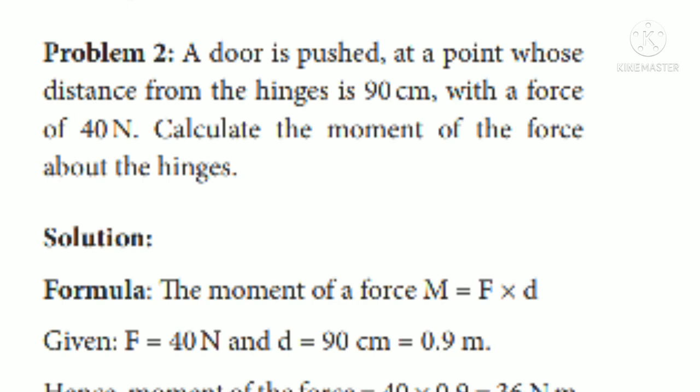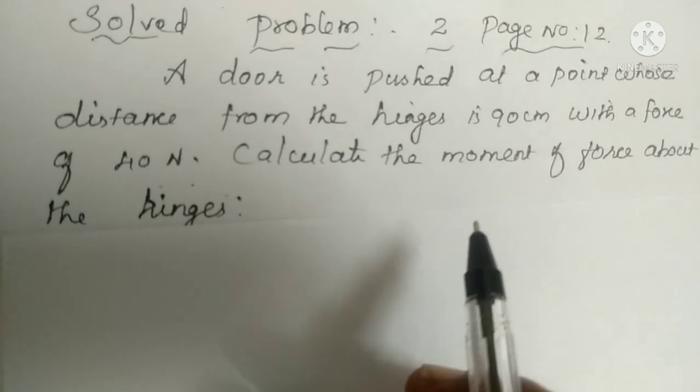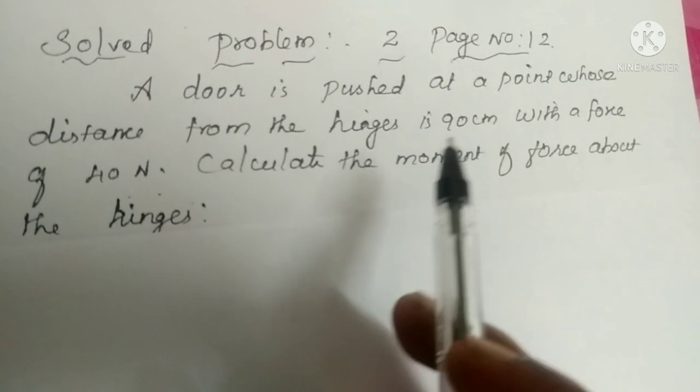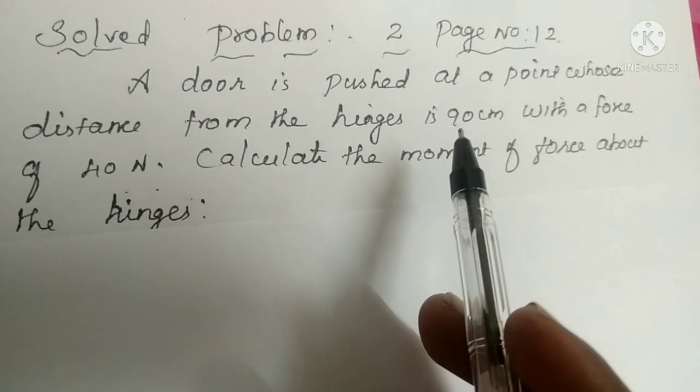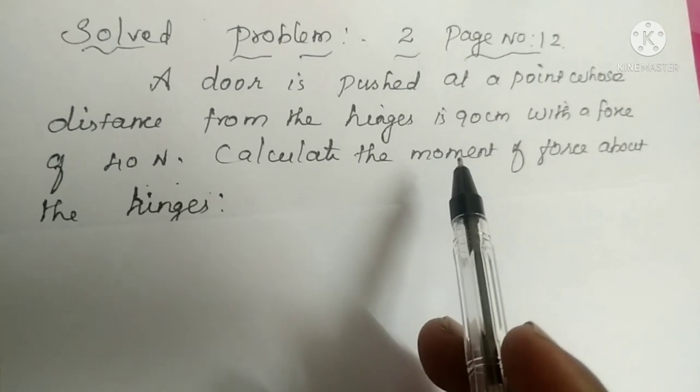Okay, a door is pushed at a point whose distance is how much centimeter? Yeah, 90 centimeter. What is the force applied? 40 Newton. What we have to calculate? Moment of force. You all know the formula for the moment of force. Moment of force equals F into D, force into distance. By using this formula we can solve this problem. First we have to write the given data here. The distance from the hinges is 90 centimeter.